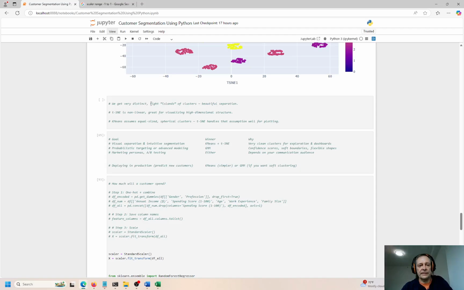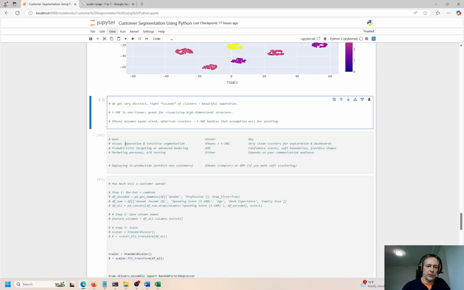So we get very tight and distinct islands of clusters. t-SNE is nonlinear, and it's great for visualizing high-dimensional structured, or in this case, non-structured data. Well, this is both structured and non-structured. It's more structured because it's in the data frame. So high-dimensional structured data, k-means assumes equal size, spherical clusters, we definitely don't have that. So you need a little more horsepower. You need a little bit more help with this lift. So that's where t-SNE comes in really nice.